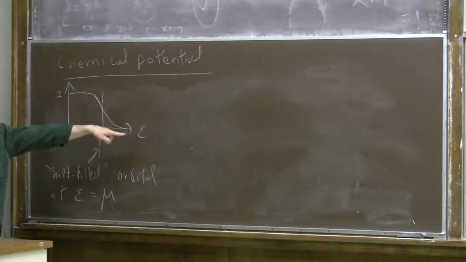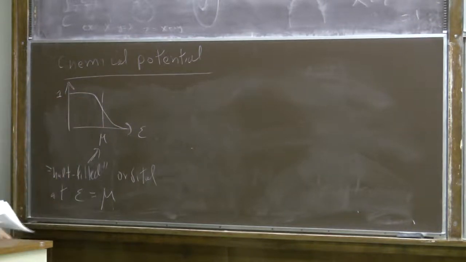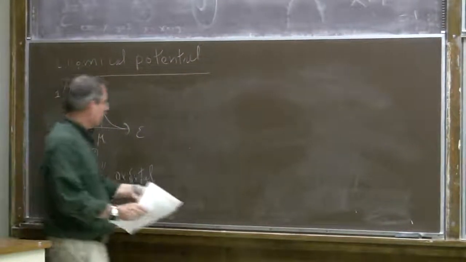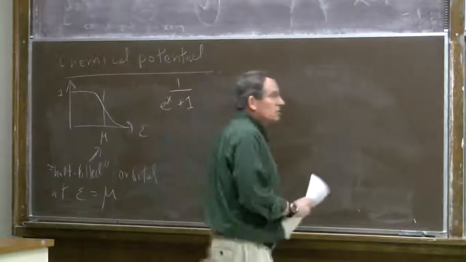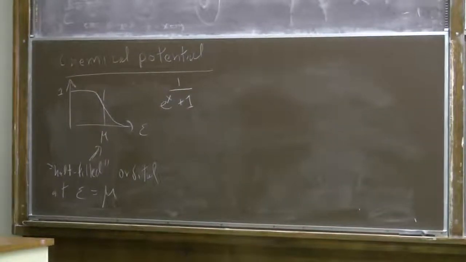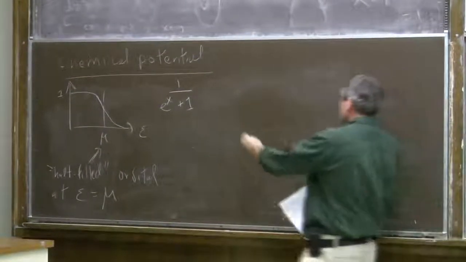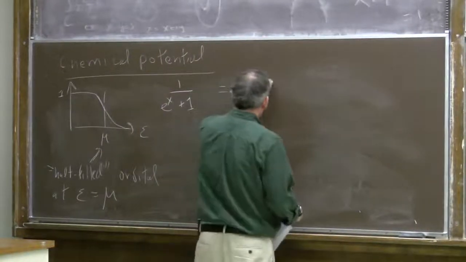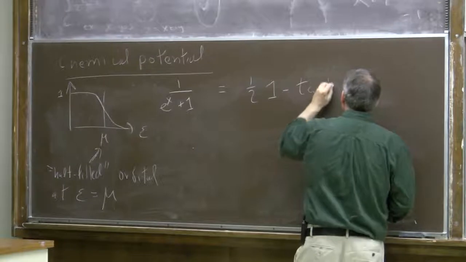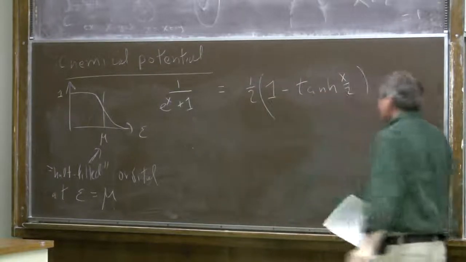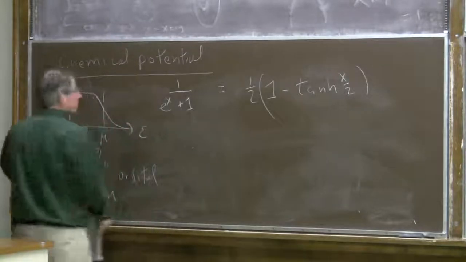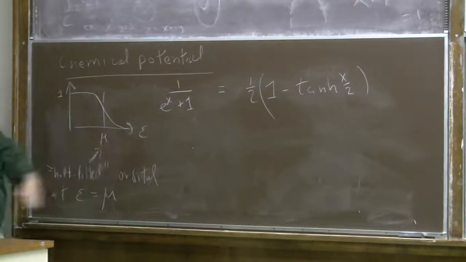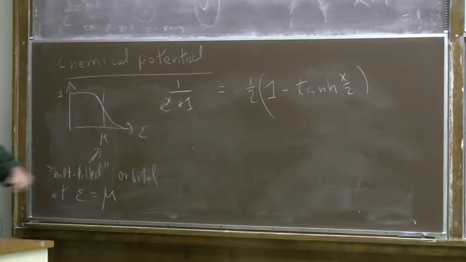So this function looks kind of like a hyperbolic tangent, except displaced vertically. In fact, with a little algebra, you can see 1 over e to the x plus 1, which is what we have, where x is equal to e minus mu over tau, is the same thing as 1/2 times 1 minus hyperbolic tangent x over 2. Well, the hyperbolic tangent goes to minus 1 when x is large and negative, so this becomes 1, that's over here, and it gets exponentially close to plus 1 when x is large and positive. That's this exponential decay over here.